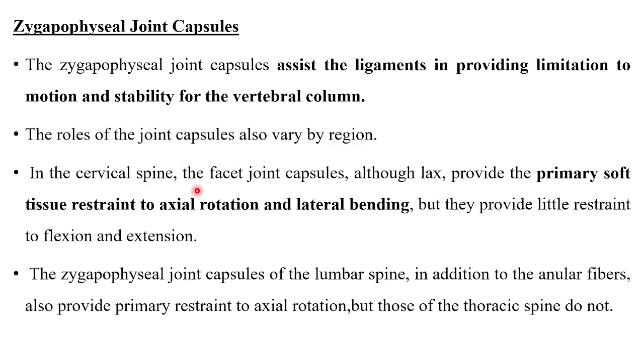In the cervical spine, the facet joint capsules, although lax, provide the primary soft tissue restraint to axial rotation and lateral bending, but they provide little restraint to flexion and extension. So in the cervical spine, these joint capsules restrict the rotation motion as well as the lateral flexion motions, and they also restrict flexion and extension, but in a minimal manner. The zygapophyseal joint capsules in the lumbar spine, in addition to the annular fibers, also provide primary restriction to axial rotation, but those in the thoracic spine do not.